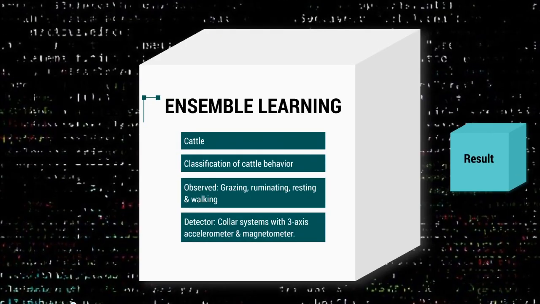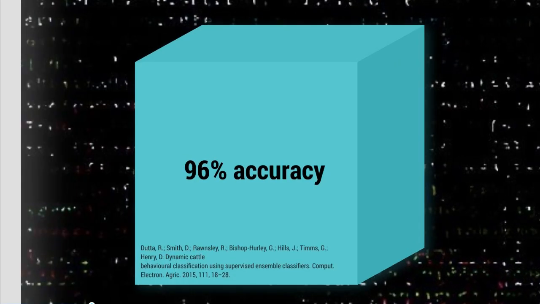First, ensemble learning is being used to classify cattle behavior. Ensemble methods are used with multiple learning algorithms to obtain a better predictive performance. The estrus and the recognition of dietary changes on cattle are recorded by color sensors with magnetometers and 3-axis accelerometer. The accuracy is pretty high, reaching 96%.